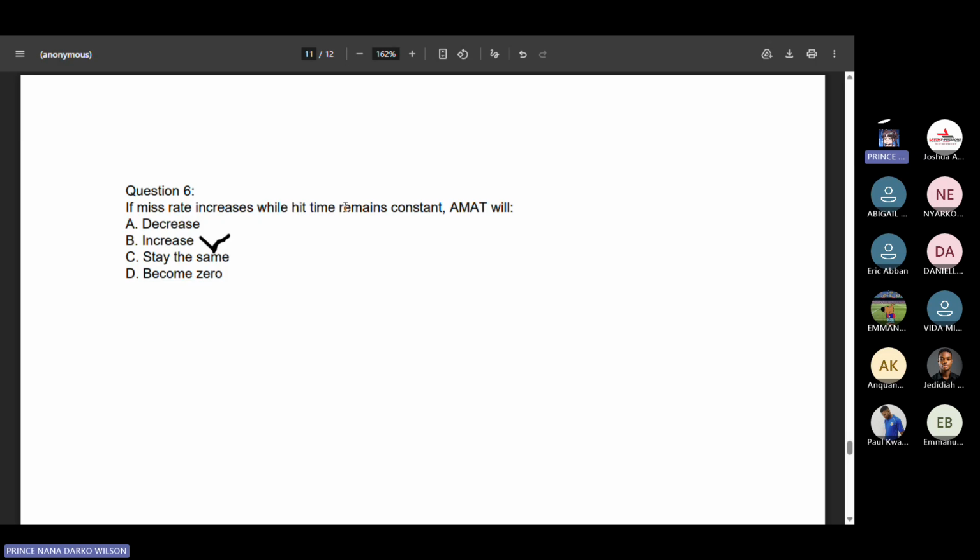There might not be much of a difference if the miss rates increase and the hit rates also increase. If they both increased at the same margin, then there wouldn't have been much of a difference.